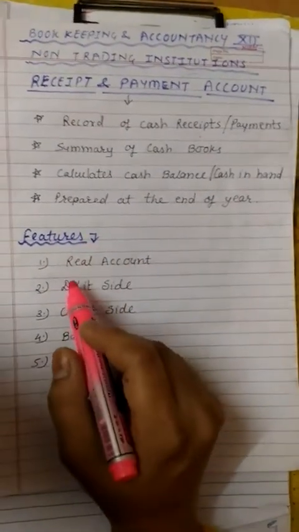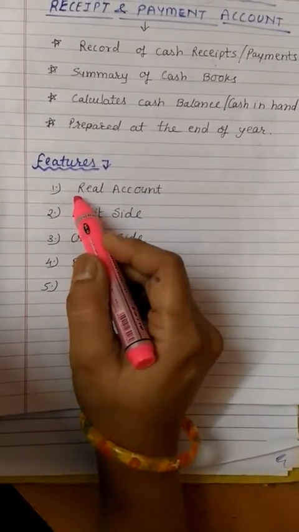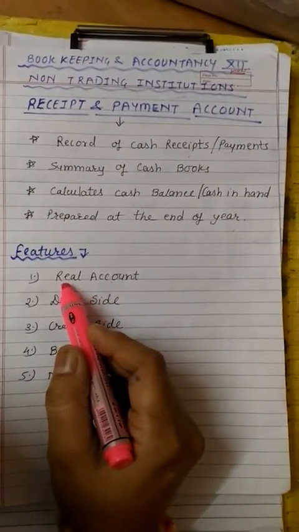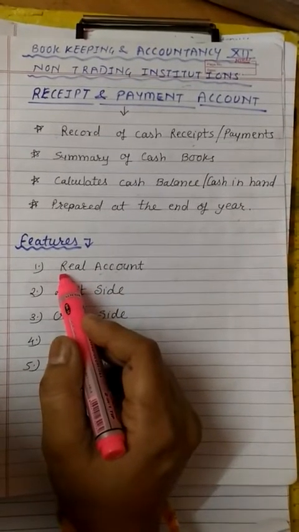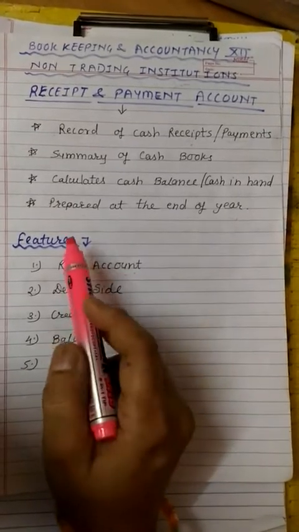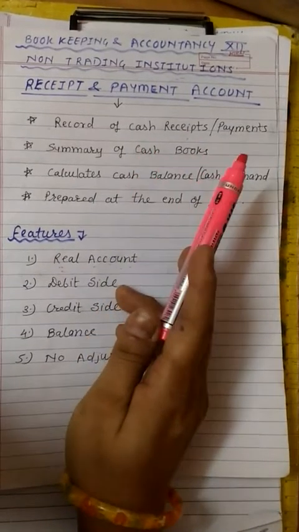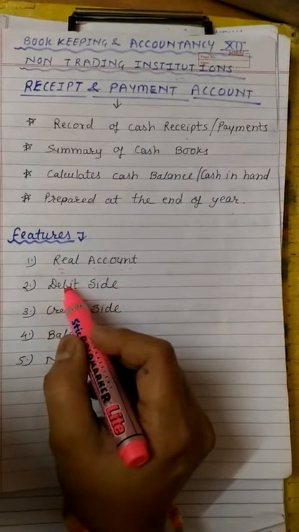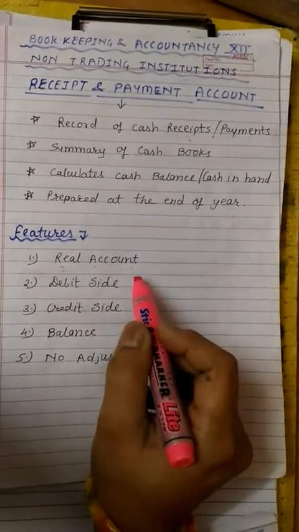What are the features of this account? Let us know. First, it is a type of real account. Why is it called a real account? Because it is related to cash, and cash is a real asset. So it is a real account. It is related to recording cash incoming and cash outgoing, cash receipts and cash payments. There are two sides in this account. The debit side is related to receipts and the credit side is related to payments.